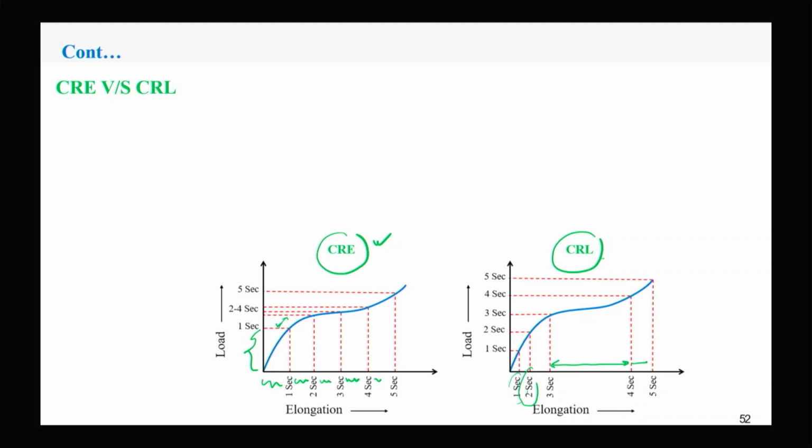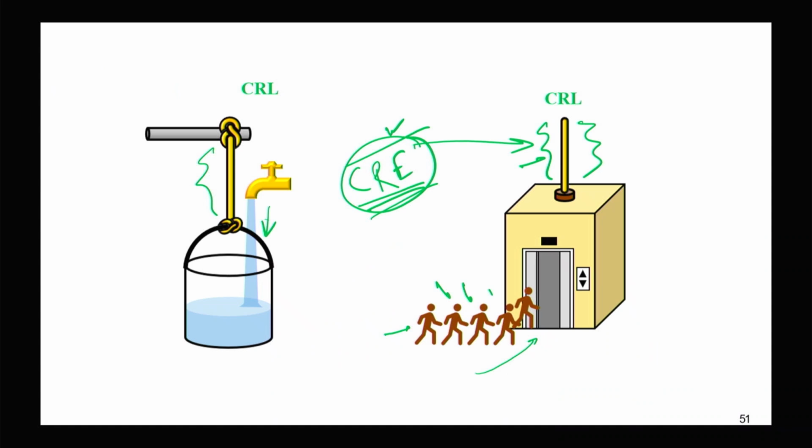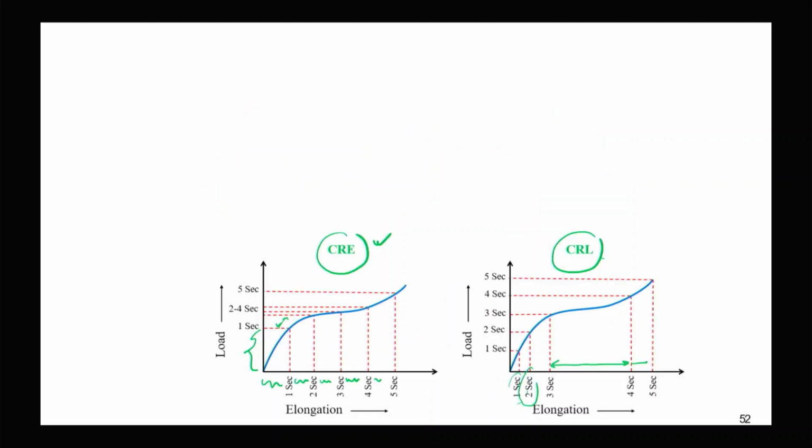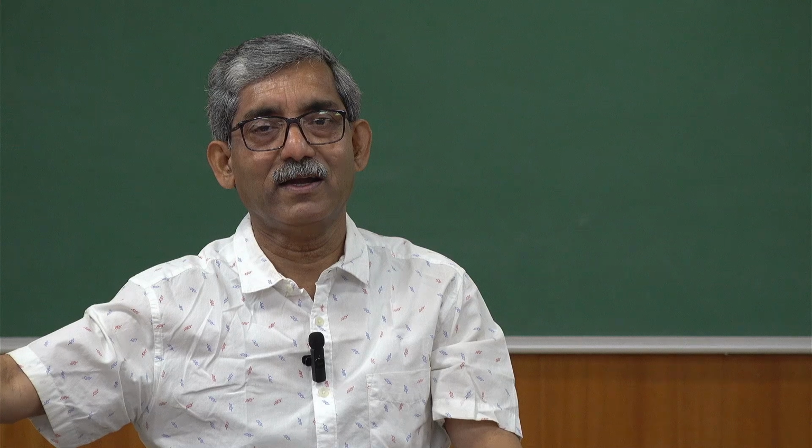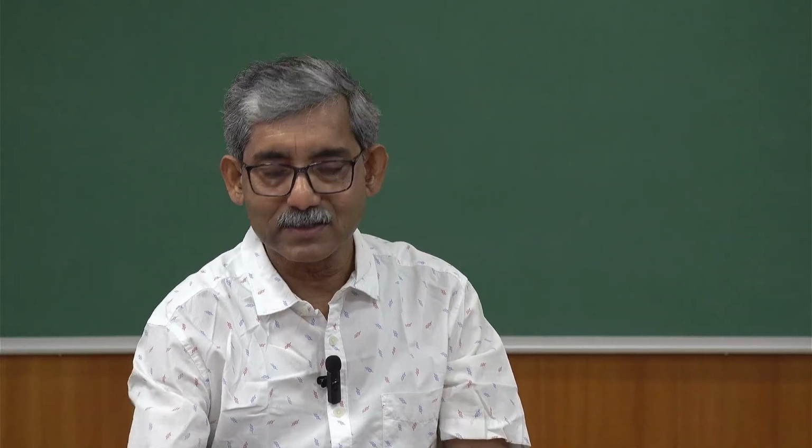Now, looking at the earlier diagram, this is the condition of the elevator. In the lift, when one student has entered, it has extended a little bit. Then 2 students have entered, and it has extended a little further. When the third person enters, it extends suddenly. And the fourth person. Because we tested on the CRE principle, we know this pattern, but the behavior will be entirely different when we actually encounter a CRL type of situation.